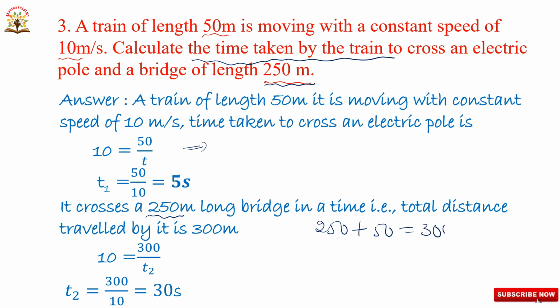So total 300 meters. So again speed is equal to distance by time. Distance is equal to 300 by t2. So t2 is equal to 300 by 10. The zeros get cancelled. t2 is equal to 10 seconds.